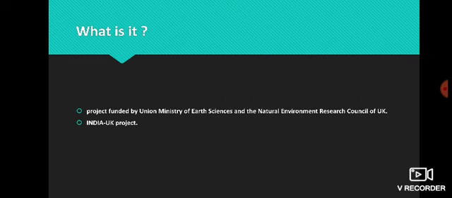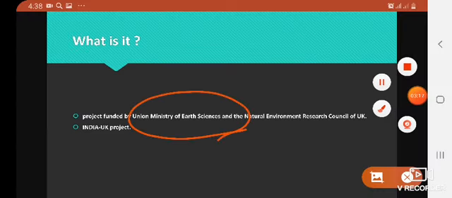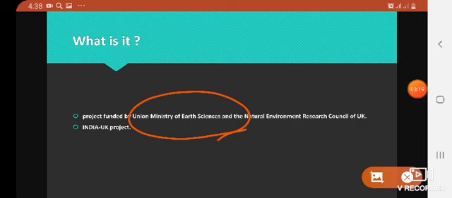Then what is BoBBLE all about? This is a project funded by the Union Ministry of Earth Science. This is very important because you have to remember this Ministry of Earth Science. It is also a combined project of India as well as the UK. In the UK it is the Natural Environment Research Council, and on the part of India it is the Ministry of Earth Science. So this is a combined project of India and the UK.